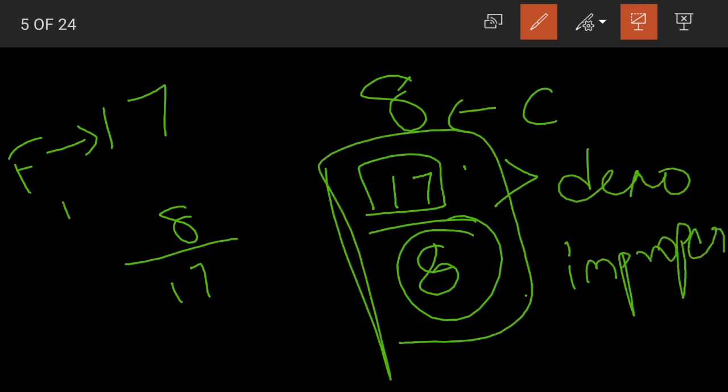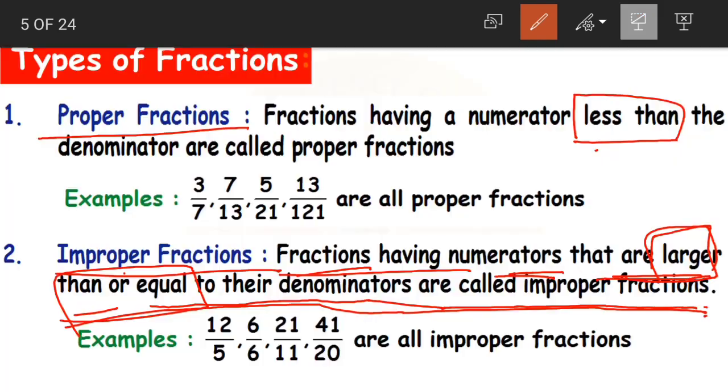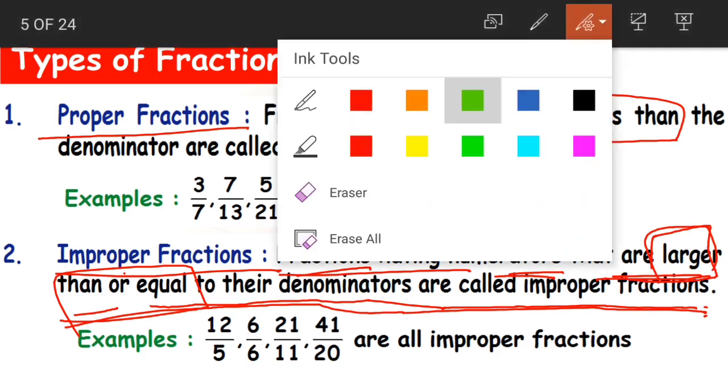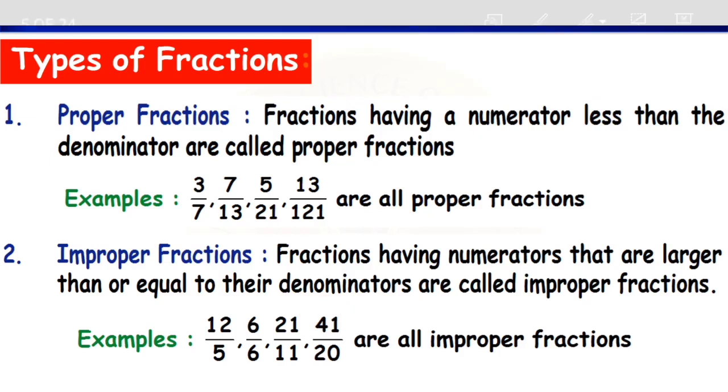Understood, students? If you remember proper fractions, you can easily identify the improper fraction as well. So when it is not a proper fraction, it becomes what? It is an improper fraction. Examples are 12 by 5, 6 by 6, 21 by 11 and 41 by 20.